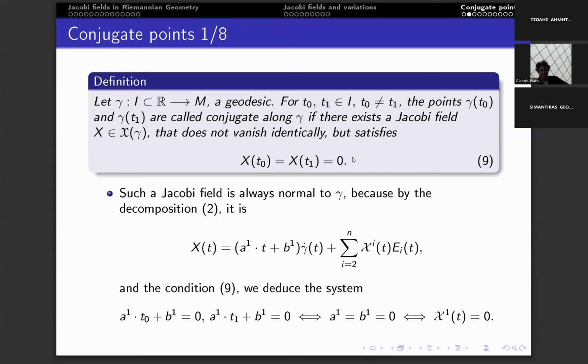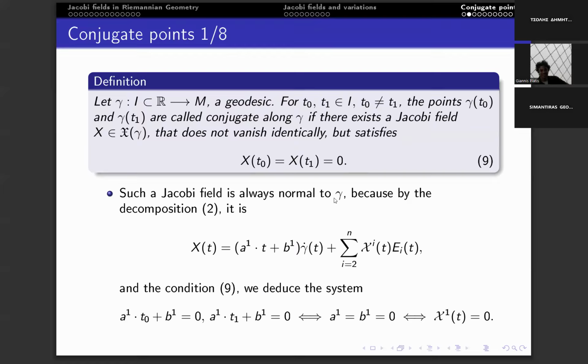We start with a Riemannian geodesic gamma on M. For two different times, T0 and T1, the points gamma(T0) and gamma(T1) are called conjugate along the geodesic gamma if there is a Jacobi field that does not vanish identically, but is zero at the points gamma(T0) and gamma(T1).